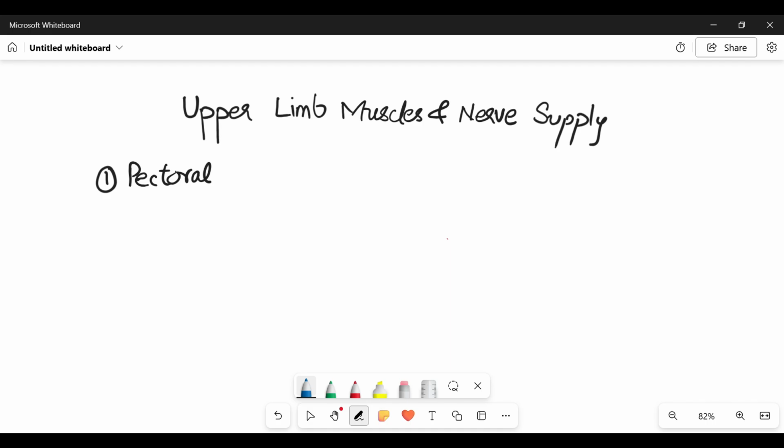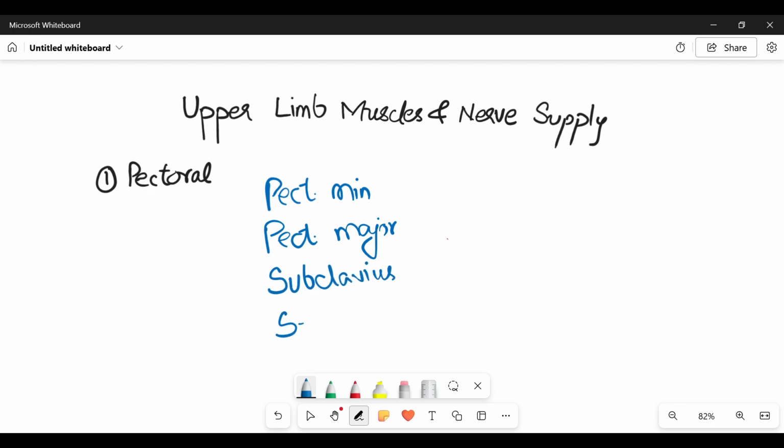First of all, we have the pectoral region. In the pectoral region, we have the pectoralis minor muscle, the pectoralis major muscle, and the other two muscles are the subclavius and serratus anterior. So these four muscles are included in the pectoral region. Now I will talk about their nerve supply.